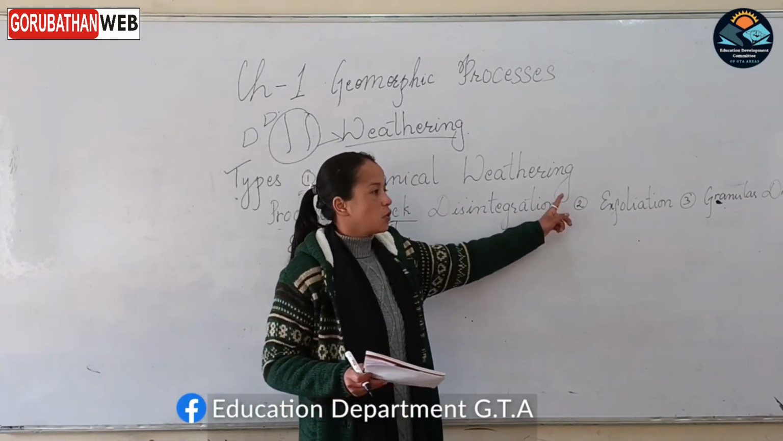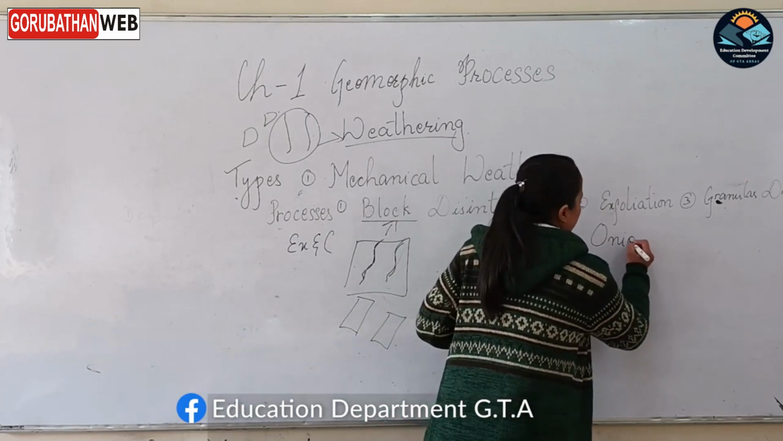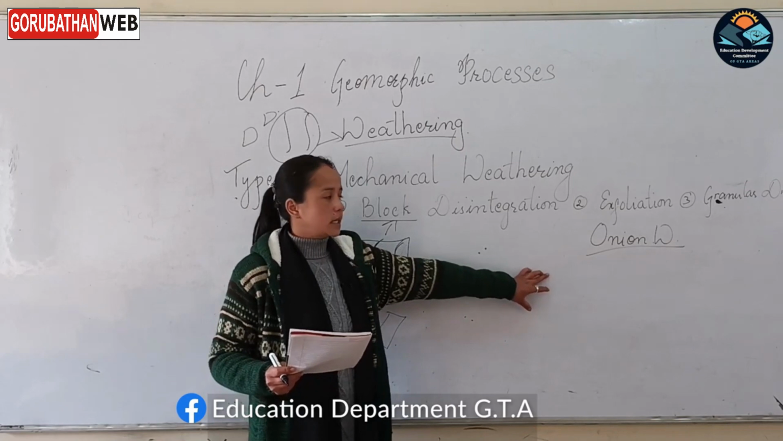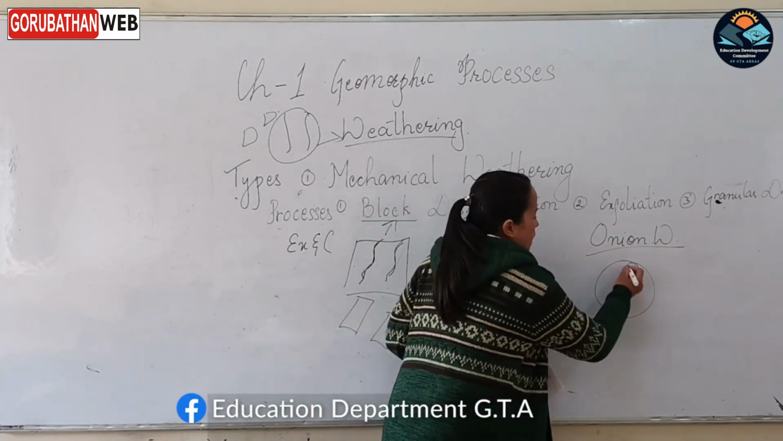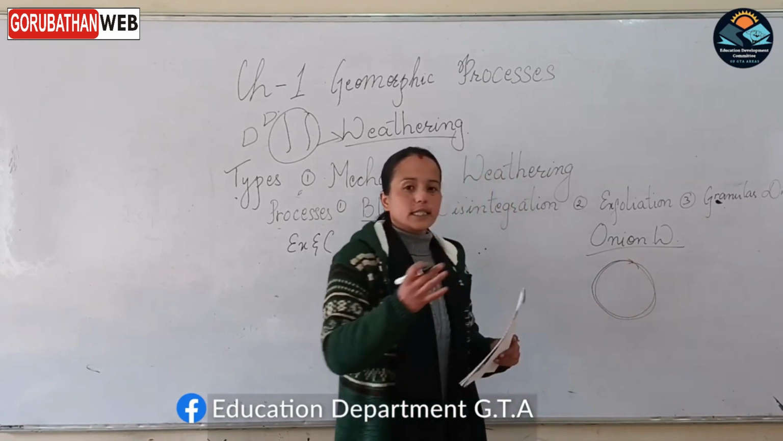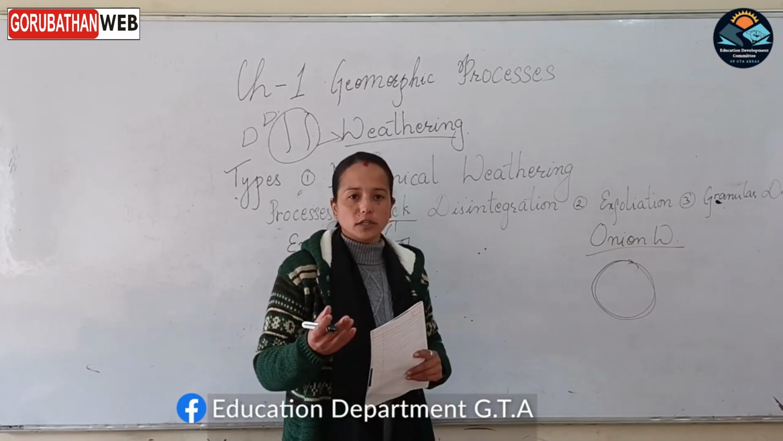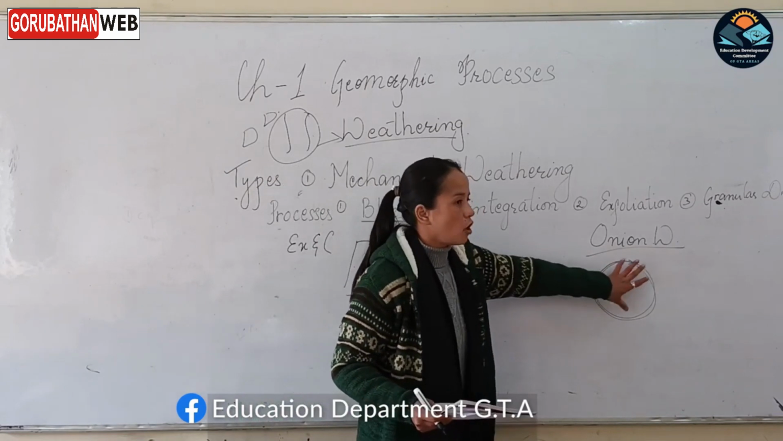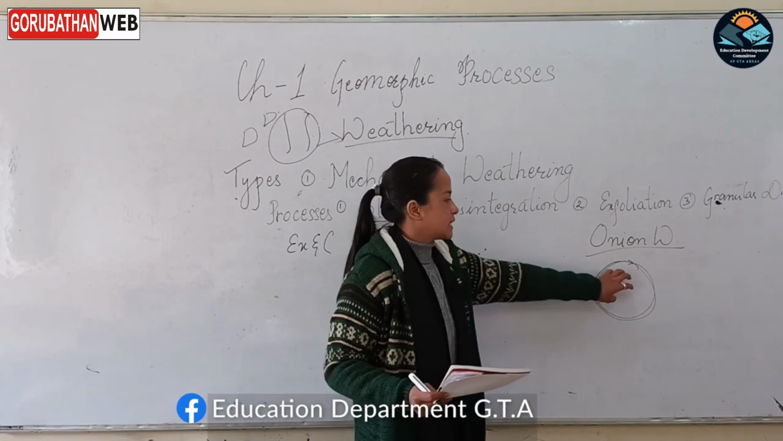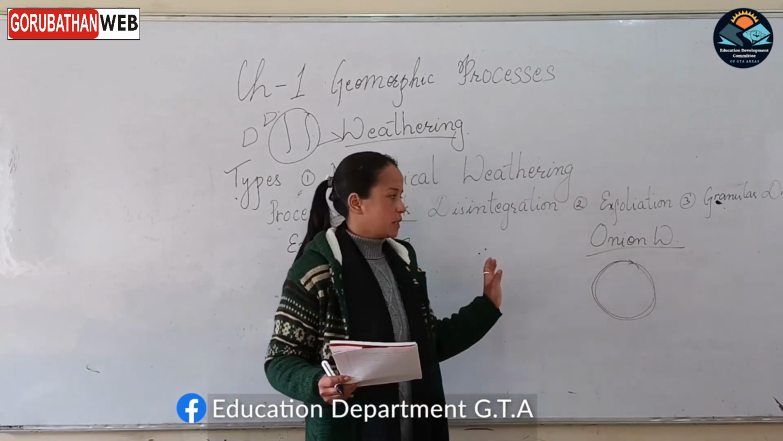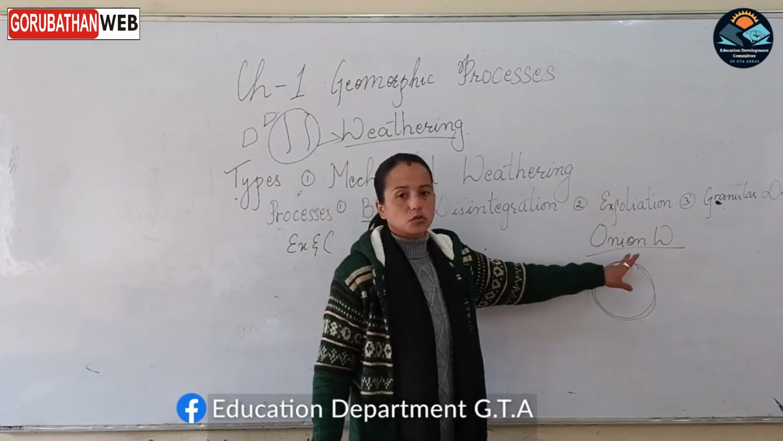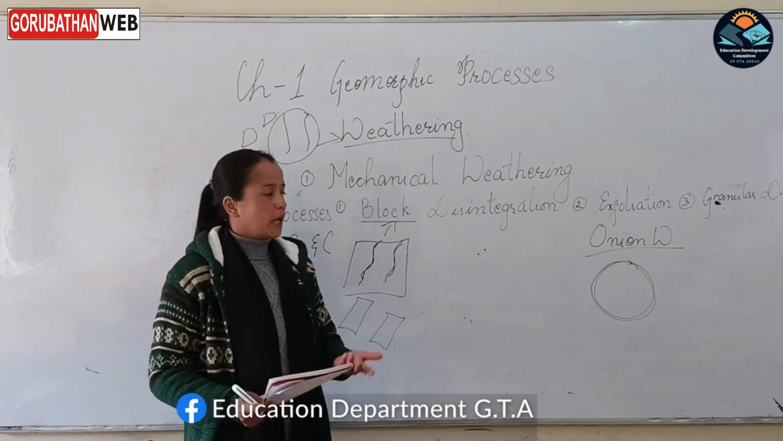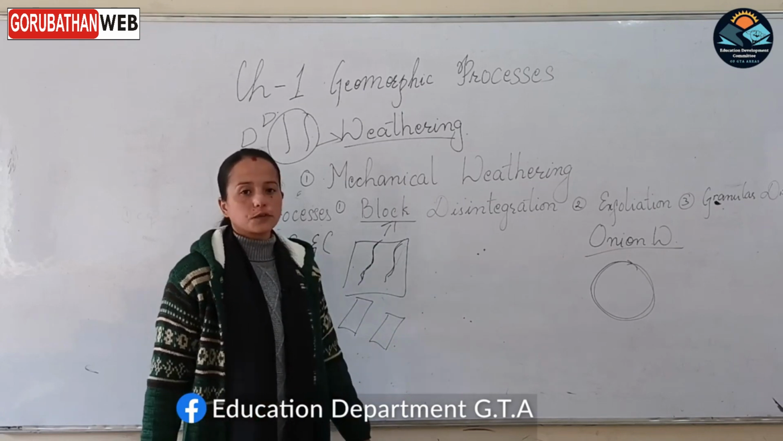Next one is exfoliation. Exfoliation is also known as onion weathering. Here, a rock is there, and the layers of the rock will break layer after layer, like an onion. We have seen onion; it has many layers. So like the onion, the first layer of the rock will be peeled off and detach from the main rock, and after some time the second layer will detach. In that way the process of exfoliation is also known as onion weathering.